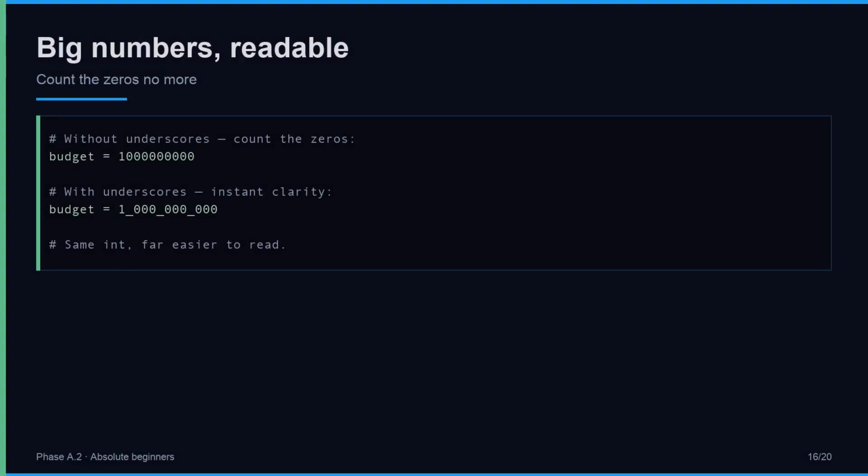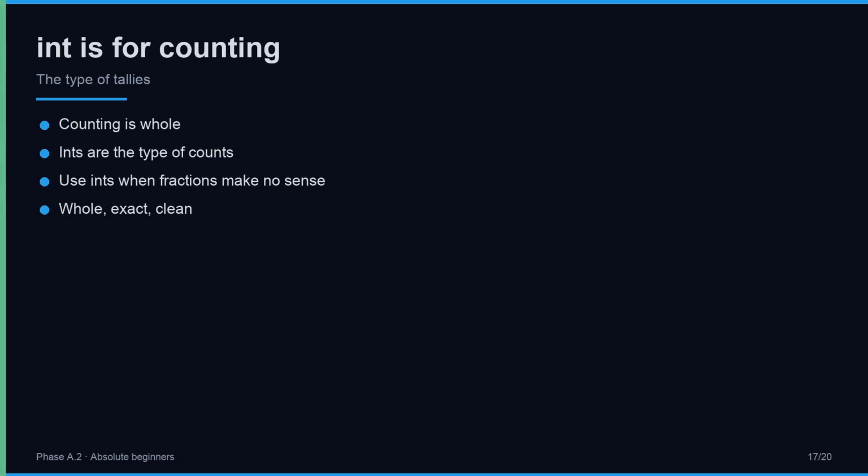Compare these two lines. Above, a billion written as a 1 followed by 9 zeros. You have to stop and count the zeros to be sure. Below, the same number with underscores every 3 digits. 1 billion, instantly. The value is identical, the type is identical, only the readability changes. This is a small habit with a big payoff. Anytime you write an integer with more than 4 or 5 digits, reach for the underscore. Your future self, reading this line, will thank you.